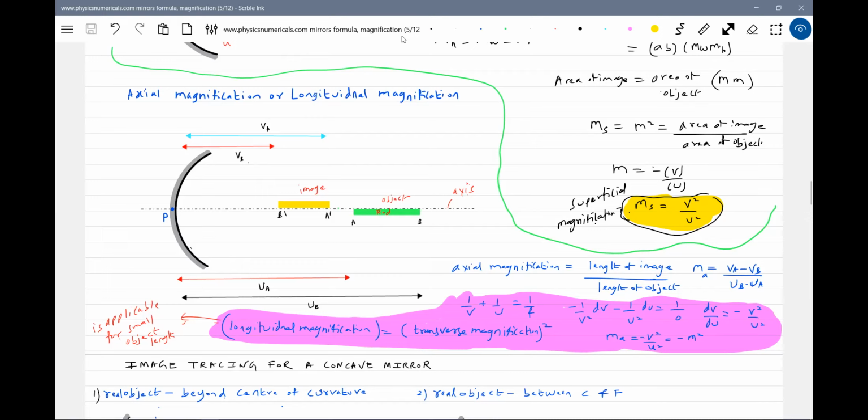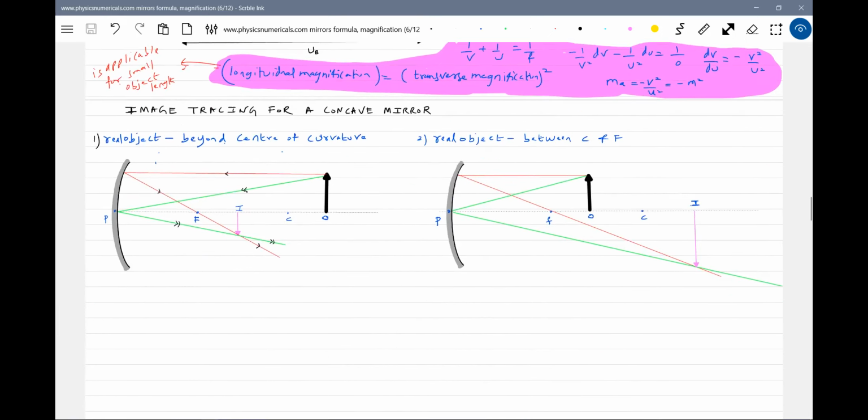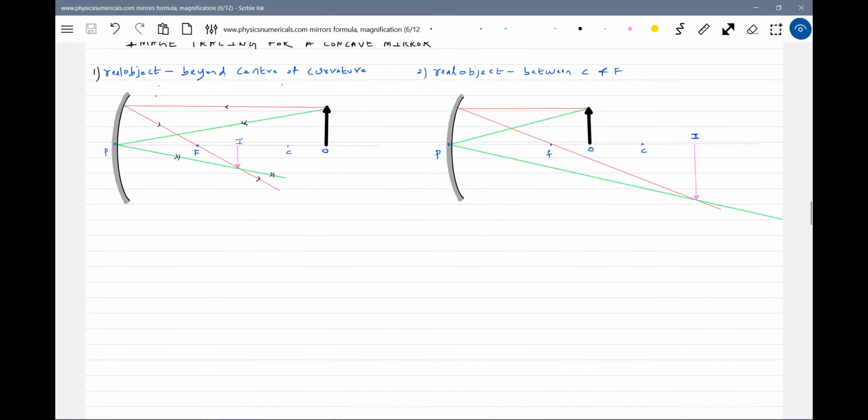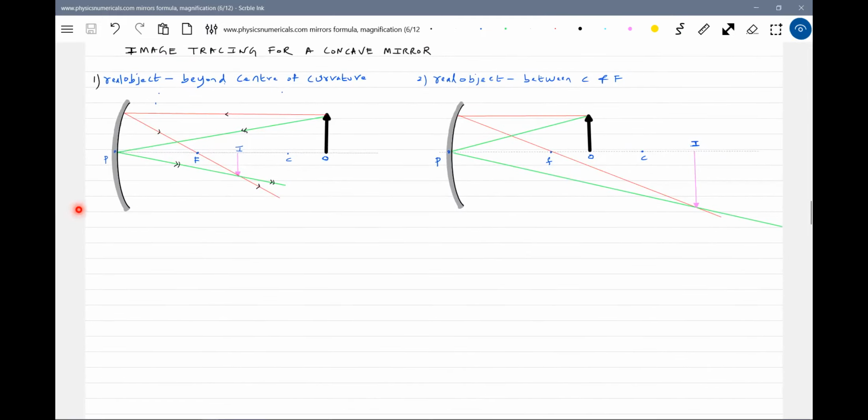On the transverse magnification or linear magnification only. Okay, after learning this, we will now get into the image tracing for a concave mirror. I'll keep an object at a certain distance, and where that image will be, I have this mirror formula, and also by ray diagram, I'm going to show it. I think this will be a very fundamental thing which I'm going to present here.